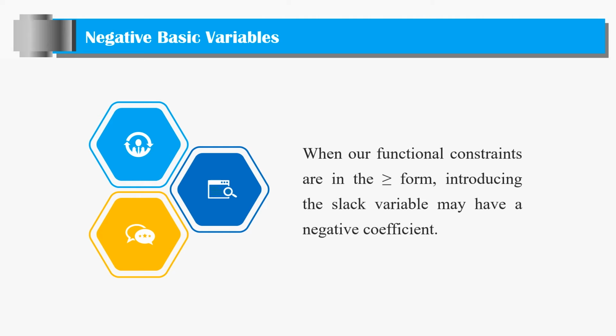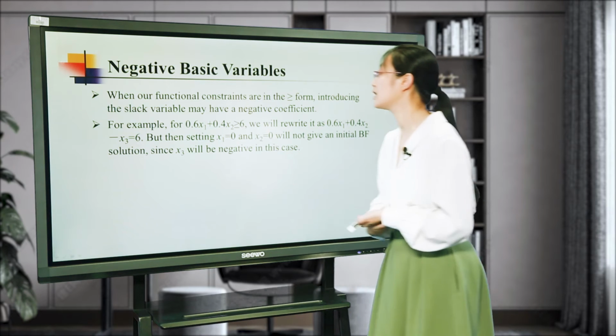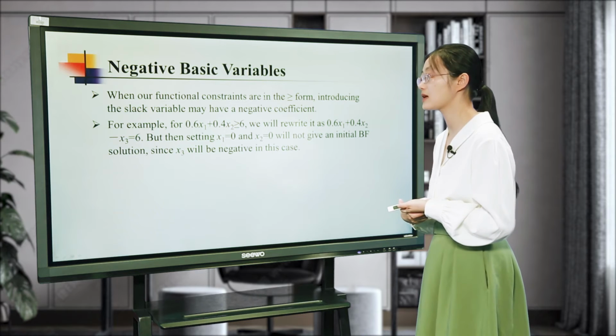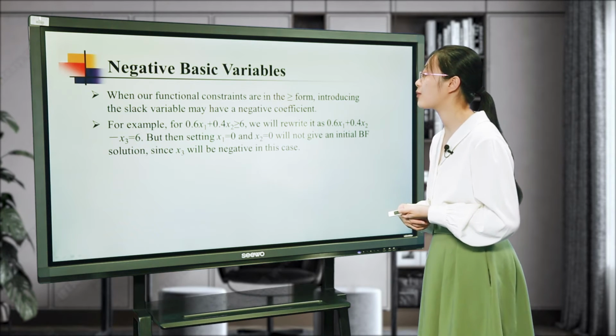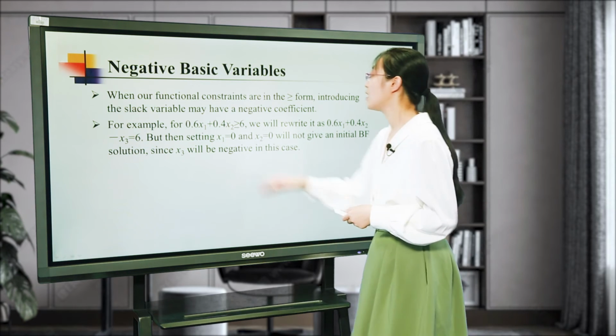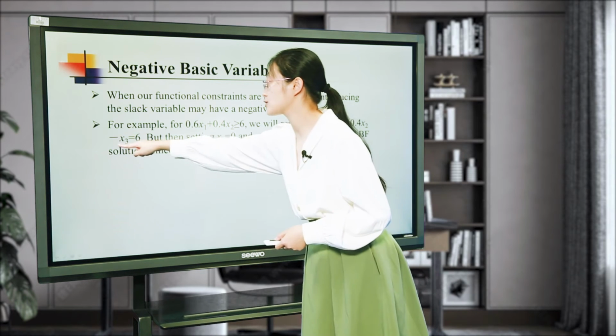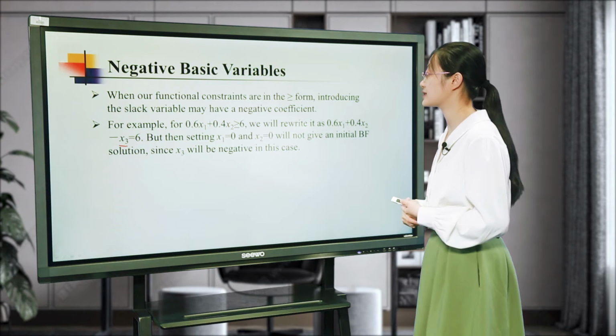If we have a bigger than or equal to form for the constraint, we can do as usual by introducing a slack variable, but of course our slack variable is non-negative, so we do minus the slack variable to make it an equation. For example, if we have this inequality 0.6x1 plus 0.4x2 bigger than or equal to 6, then by introducing a slack variable x3, we can make it 0.6x1 plus 0.4x2 minus x3, where x3 is non-negative, equals 6.